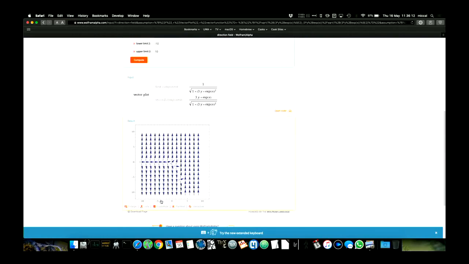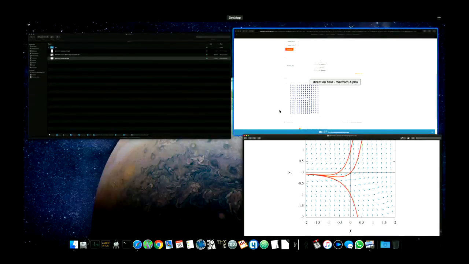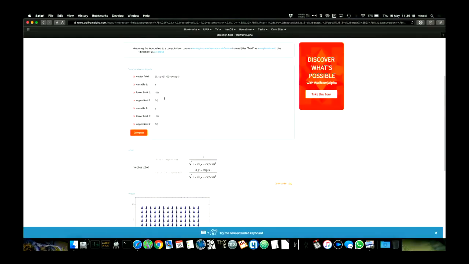Oh, hang on, this is going x from minus 10 to 10, y is minus. So what did I do here? Minus, right? So if I play around with the x, the lower limit of x is minus 2 to 2, y goes from minus 2 to 2.